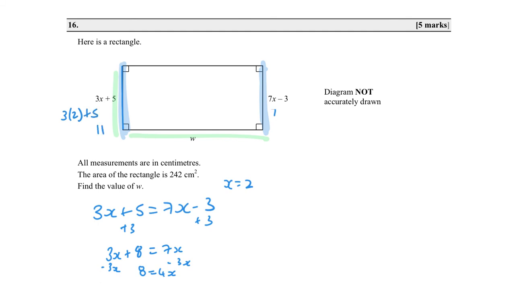And let's just check on this. 7 lots of 2 is 14 minus 3, that is 11. Okay, so we know that's 11. So now, area of a rectangle is w, which is our base, times 11, which is our height, equals 242. So divide both sides by 11 is 22. So my width is 22 centimetres. That was a really nice question.